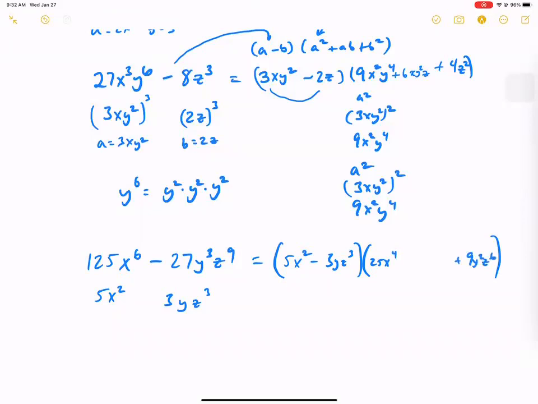Same plus. So usually the trick is, I'll just use these values here. I square and I square. And the middle numbers, we're going to have to combine these two. That's going to be a plus 15x squared y z cubed.